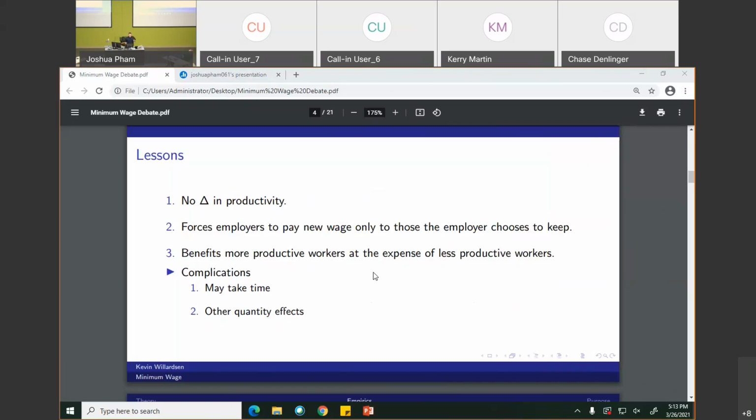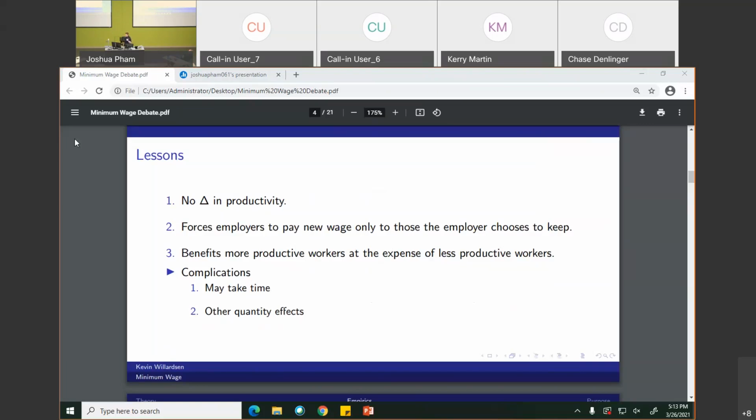The third lesson of the minimum wage is that it tends to benefit the more productive workers at the expense of the less productive workers. It doesn't actually benefit the employee at the expense of the employer. It benefits the more productive employees at the expense of the less productive employees, right? And the worst part about that is the more productive employees don't need the help, right? If we were to follow them through time, eventually they would have been better off anyway, right?